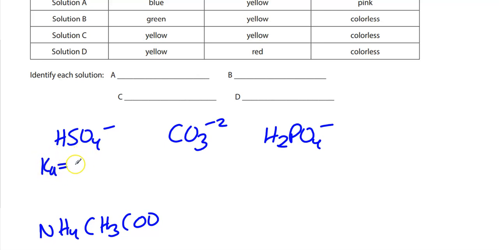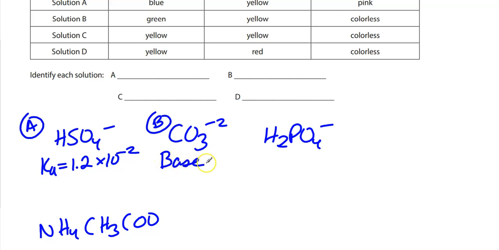So the Ka value from our chart is 1.2 times 10 to the negative 2. Carbonate can only behave like a base. So this is an acid. This can only behave like a base. So we can just write down now that it's going to be a base for now. Okay, we may have to compare that. Anyway, H2PO4 can act like both an acid or a base. So you would have to look up the Ka value and determine the Kb value for this.